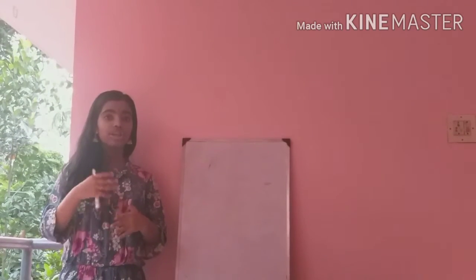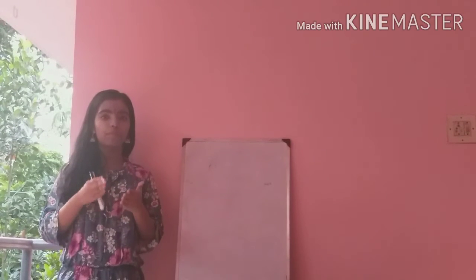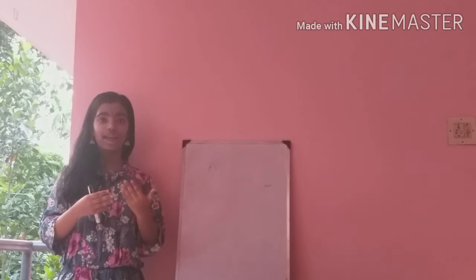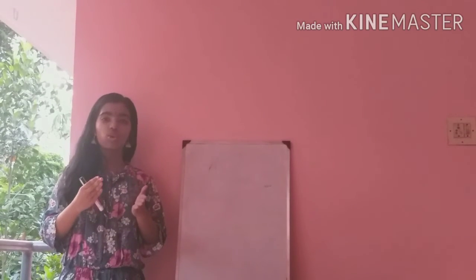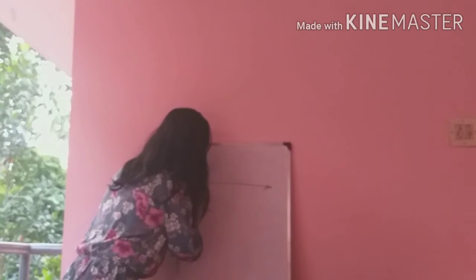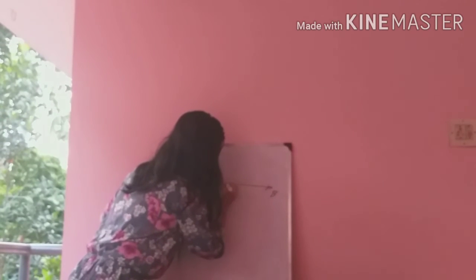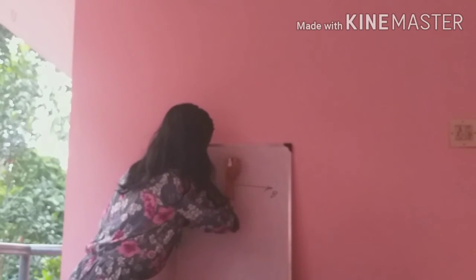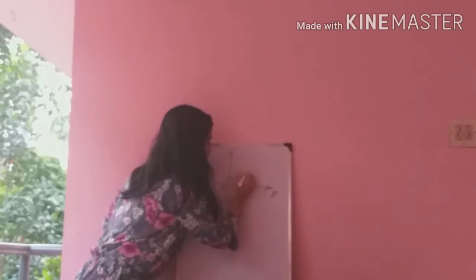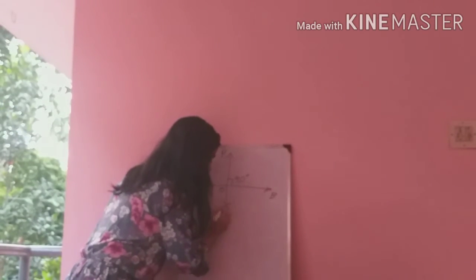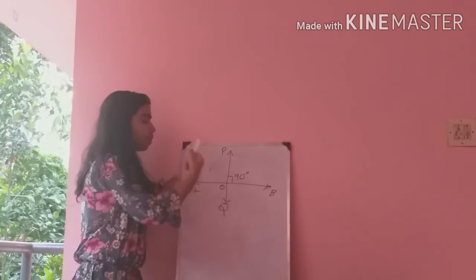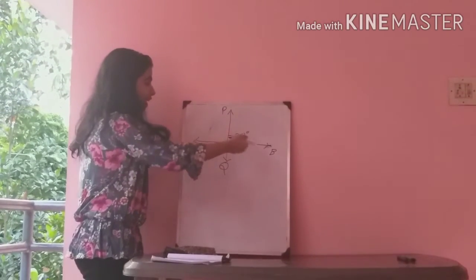A line which intersects another line at its midpoint, making an angle of 90 degrees, thus dividing the other line into two equal halves, is known as a perpendicular bisector. This is line AB and this is its midpoint O. This is line PQ which makes an angle of 90 degrees and passes through the midpoint of AB, that is O. Therefore, PQ is the perpendicular bisector of line AB.